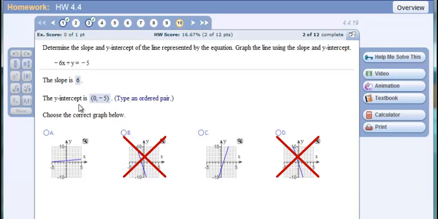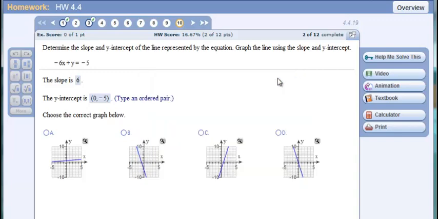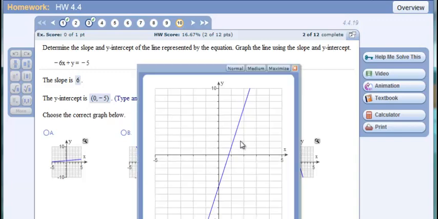Now, our y-intercept was (0, negative 5). So let's look at A. Where's the y-intercept here? It's hitting right here. Is that y negative 5? No. That looks like (0, positive 1). So I don't think it's going to be A, but let's look at C to make double sure. We need our blue line to go through our y-axis at negative 5. Does it do that? Yes, 1, 2, 3, 4, 5. It does. So our answer should be C.